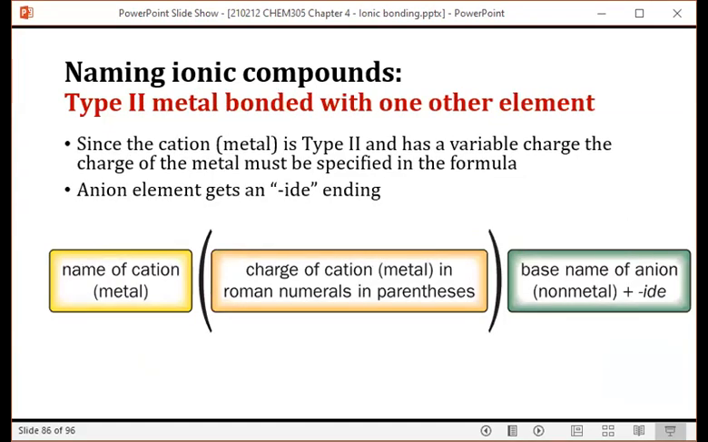If you have a type 2 metal, it's the same naming convention, except you have to insert the charge of the metal in Roman numerals inside parentheses. Again, because type 2 metals could have different charges depending on what they're bonded with, we have to include their charge in the name so we know what it is. So when you name an ionic compound that has a type 2 metal, you put the name of the metal first, the cation, and then right next to that in parentheses, using Roman numerals, you put the charge of that metal. So if your metal has a charge of 2+, you put the Roman numeral 2 in parentheses right next to the name of the metal. And then you put the base name of the anion with an IDE ending.